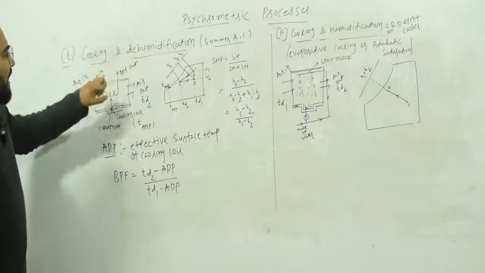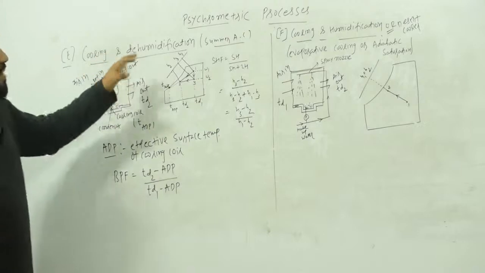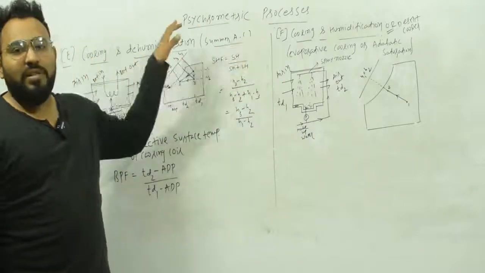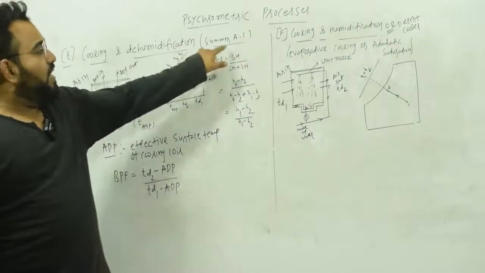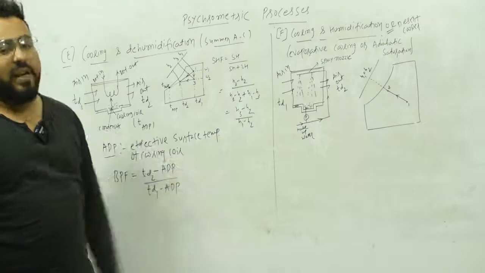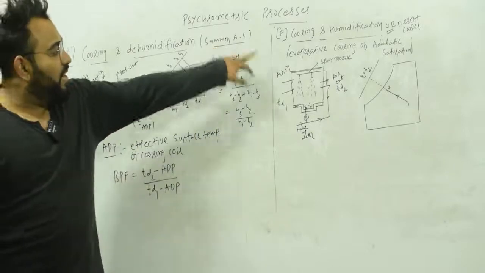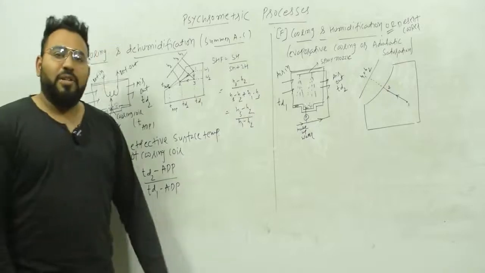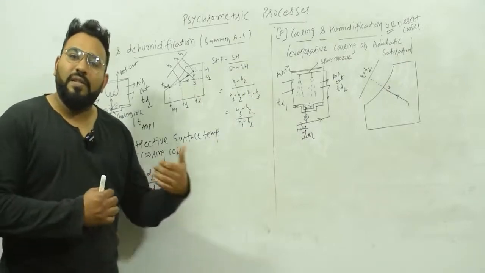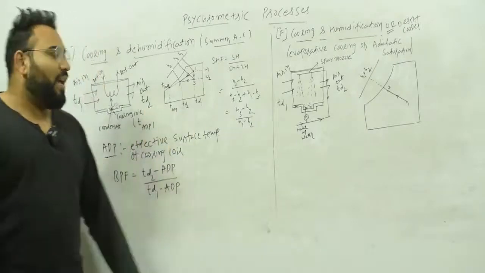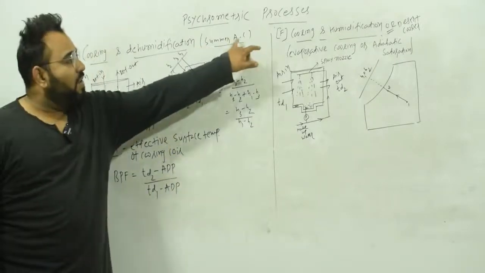Cooling and dehumidification is sometimes also known as the summer air conditioning system. In summer our AC works something like this, so it follows the principle of summer air conditioning. That's why I have written summer AC here. In summer AC, cooling and dehumidification are happening. Our AC is doing cooling as well as dehumidification.